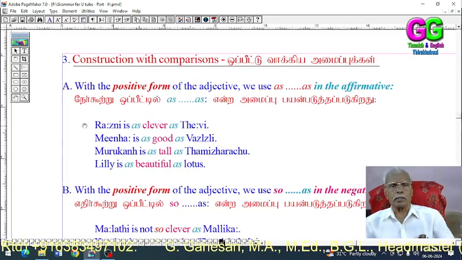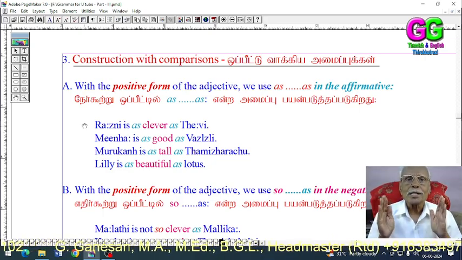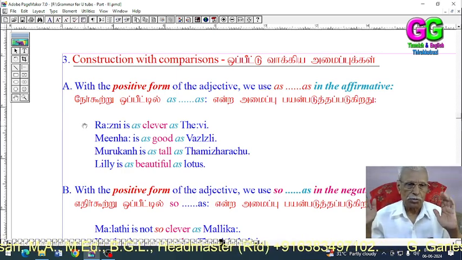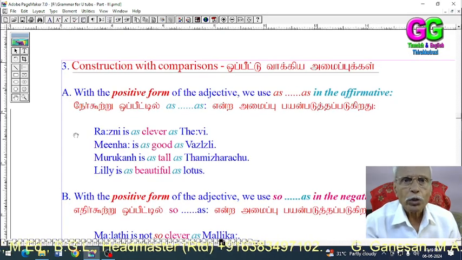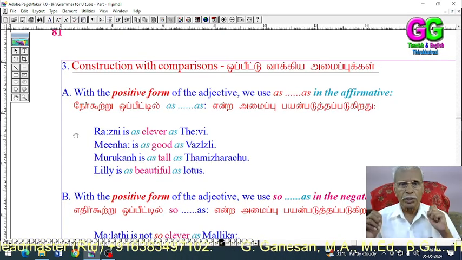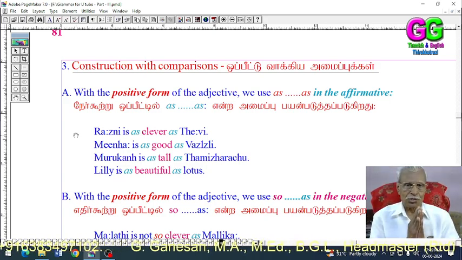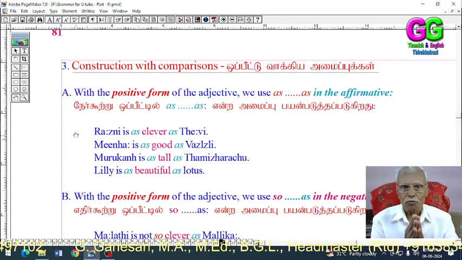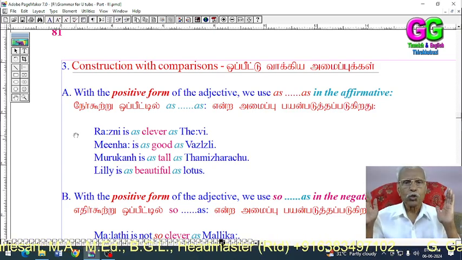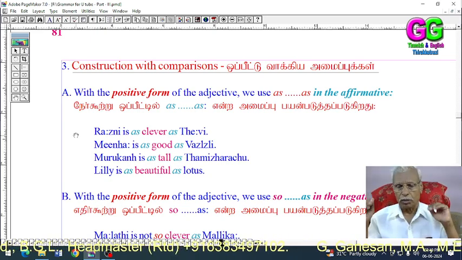So in the second example, we have seen how irregular adjectives form their comparative and superlative forms. Now we are at example 3. We are going to see framing sentences, constructing sentences for positive, comparative, and superlative degrees, the three degrees. How sentences should be formed.